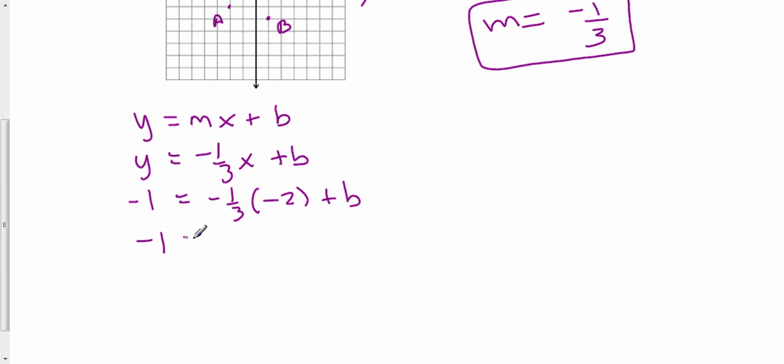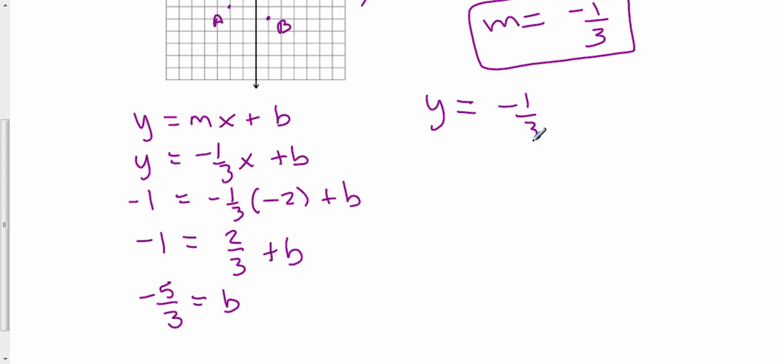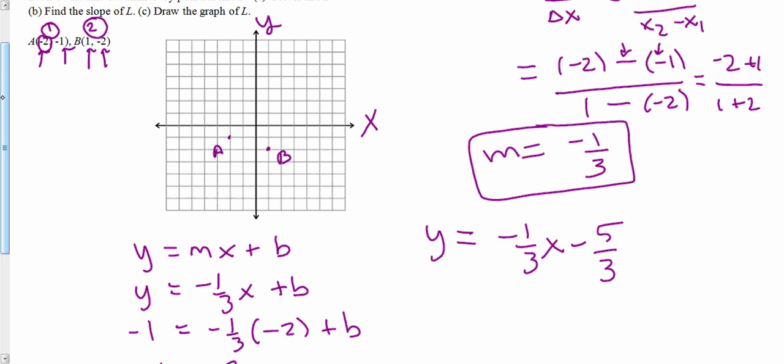So I'm going to have -1, do my algebra here. Again, I have two negative signs, so I have plus 2/3 plus b. And if I want to get the b all by itself, I need to subtract 2/3 from both sides, so I get b is equal to -5/3. So the equation for my line becomes y equals -1/3 x minus 5/3.